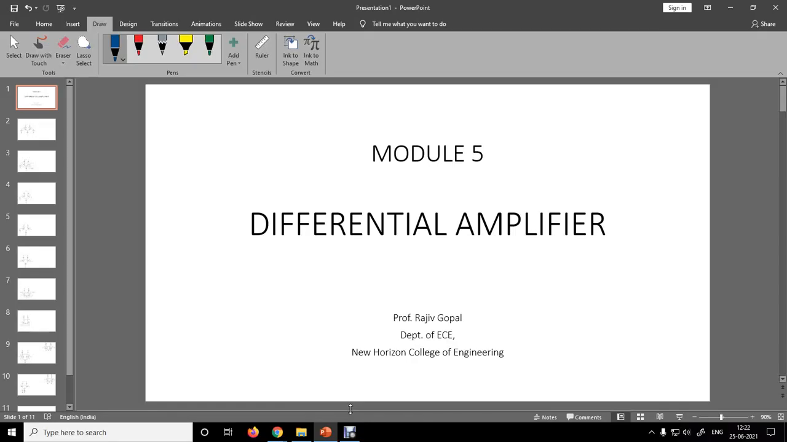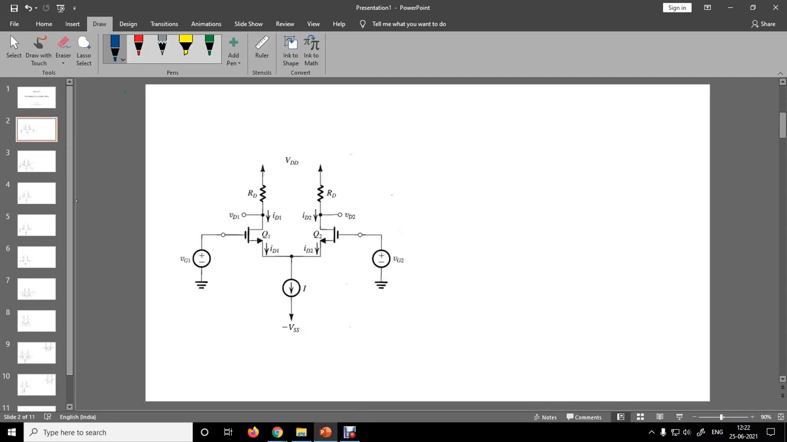So far, all the amplifiers which you have seen are single-ended amplifiers, meaning the output which you get was one single line. Now we'll be looking at a special type of amplifier called a differential amplifier. And it looks like this. So this is your differential amplifier. You have a load here.